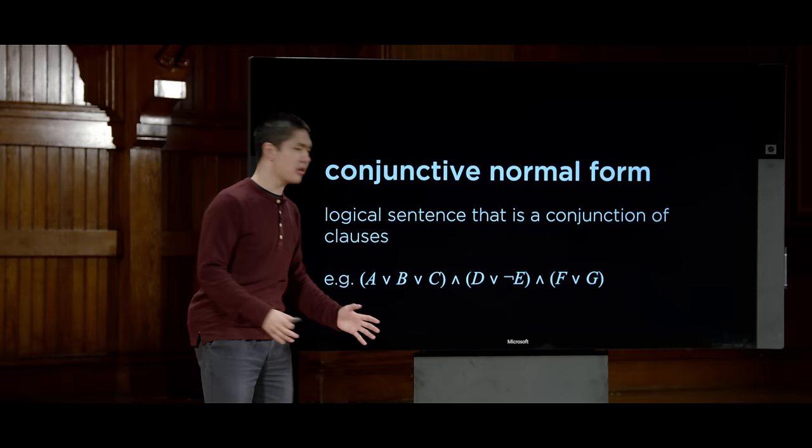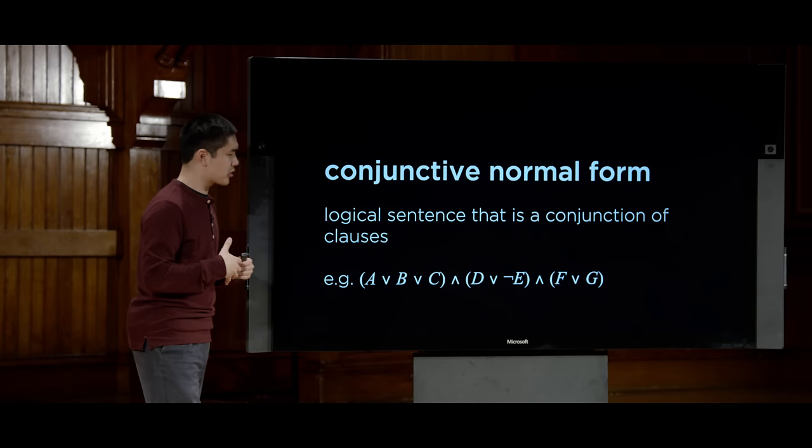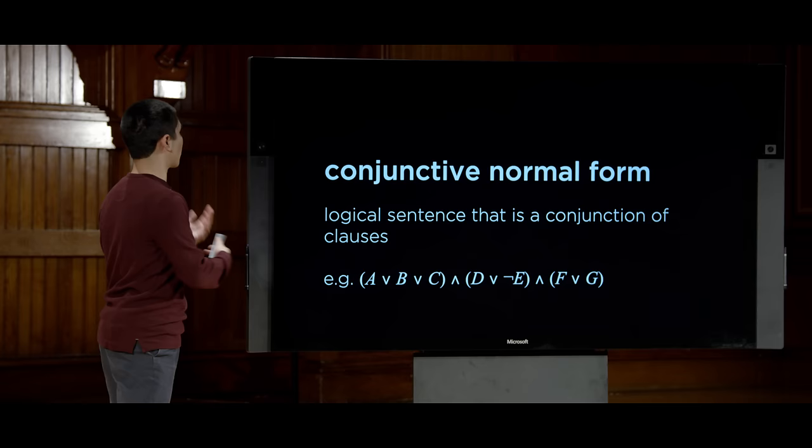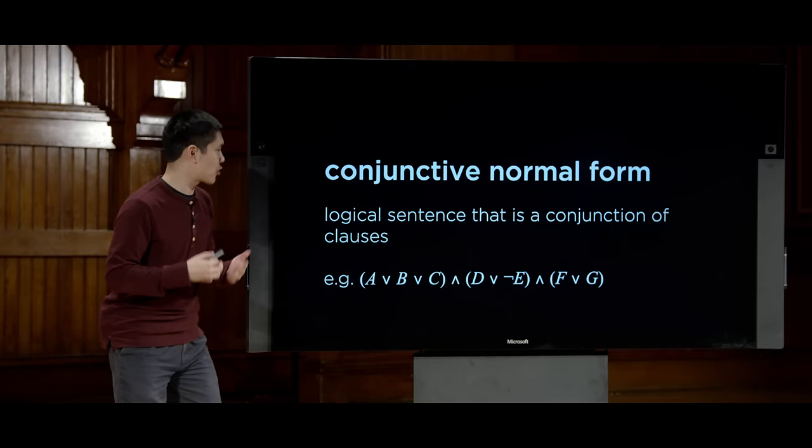Everything in parentheses is one clause. All of the clauses are connected to each other using an and, and everything in the clause is separated using an or. And this is just a standard form that we can translate a logical sentence into that just makes it easy to work with and easy to manipulate. And it turns out that we can take any sentence in logic and turn it into conjunctive normal form just by applying some inference rules and transformations to it. So we'll take a look at how we can actually do that.